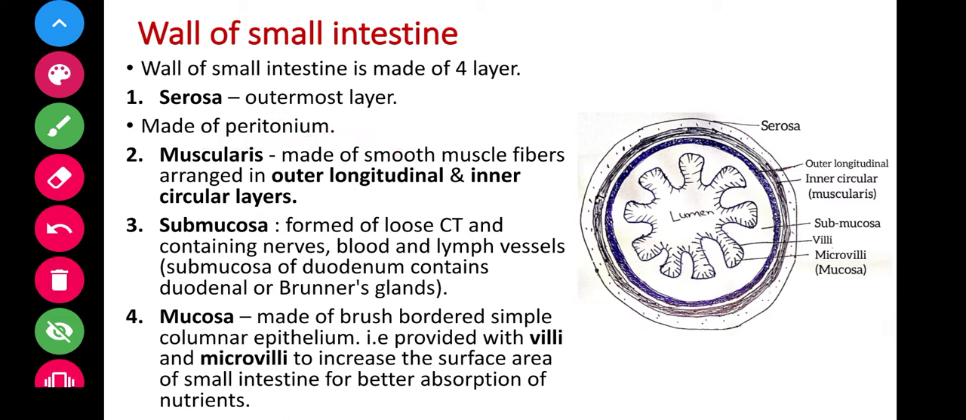Then after that, this is the second one, muscularis. It is made of smooth muscle fibers arranged in outer longitudinal and inner circular layer. If you will see the diagram, outer longitudinal and inner circular layer, and the combination of both these are muscularis. Then inner to muscularis, submucosa layer is present, okay?